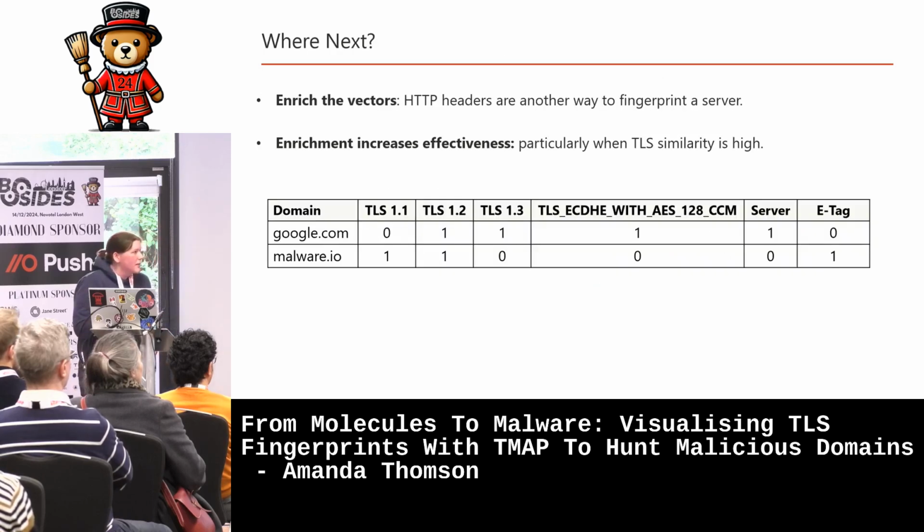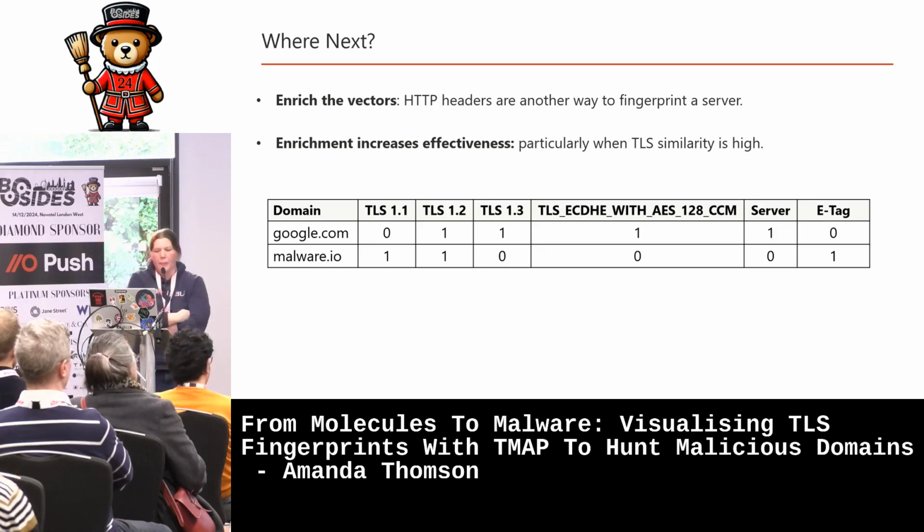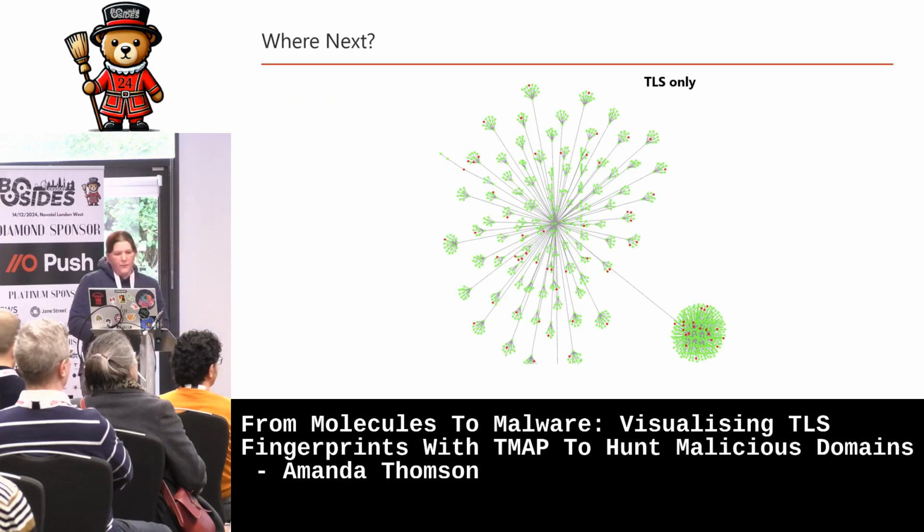So where next with this? TLS in itself is becoming a little bit less useful as tech stack hosting is changing. So one way we can move this forward is we can enrich the vectors. And that's all I've done here. I've added in just a couple on the end to demonstrate how we can incorporate some HTTP header data. So this is really, really effective when TLS similarity is super high. And we see that in CDNs.